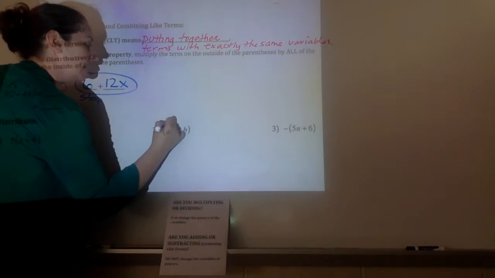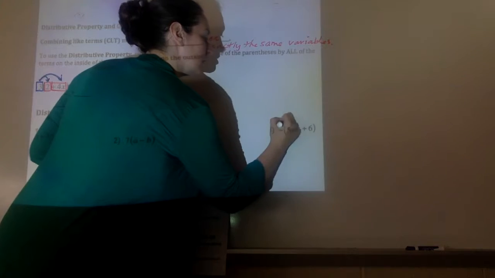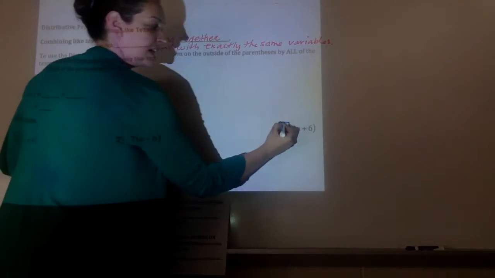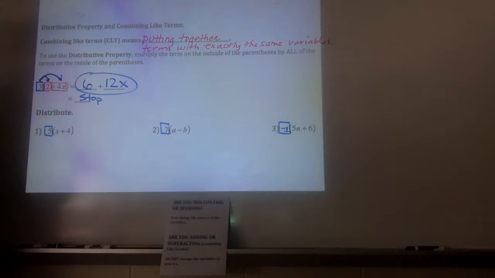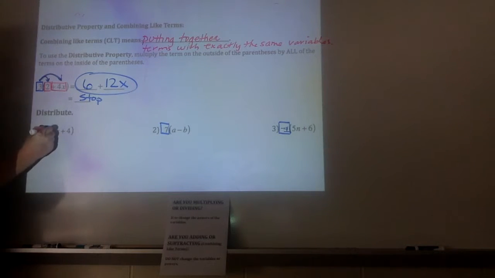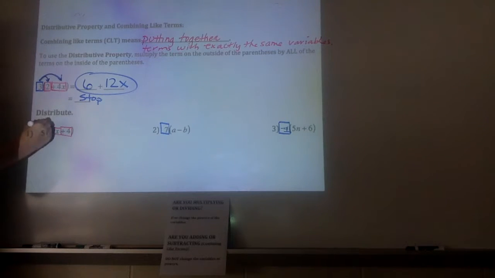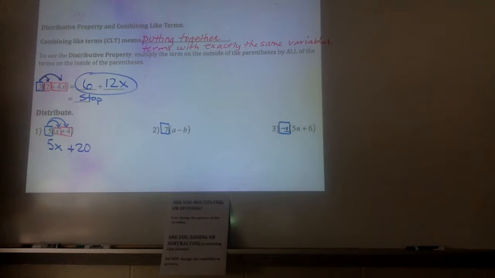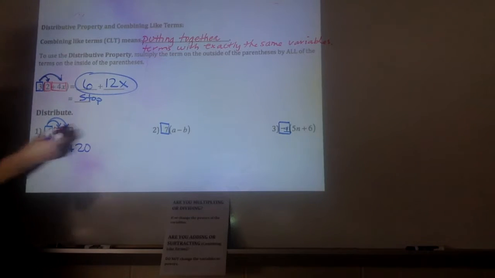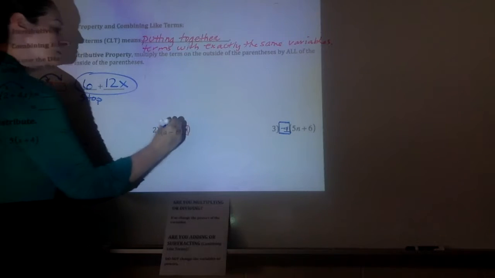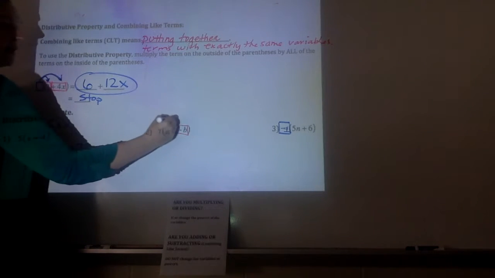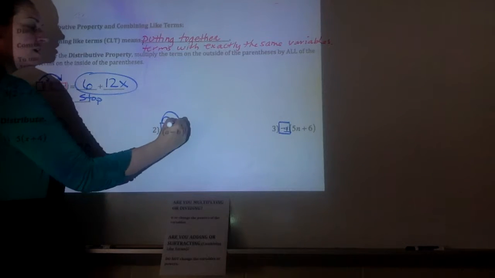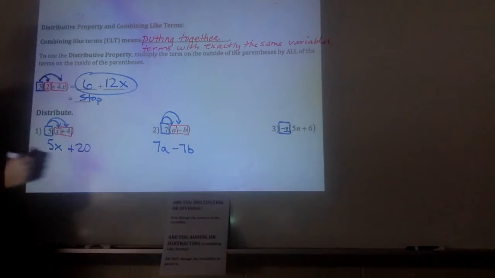I'm going to clearly highlight the number out front. In number 3, if I have a negative, that stands for negative 1. On the inside, I have 2 variable terms. 5 times x is 5x. 5 times positive 4 is positive 20. 7 times a, 7 times negative b. Multiply here, 7a, multiply here, minus 7b.